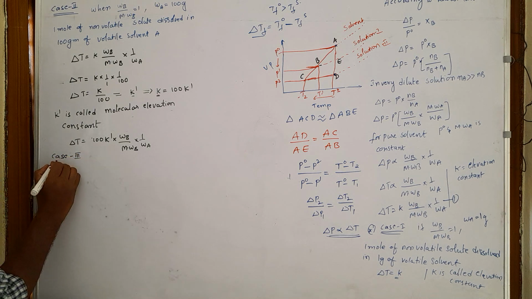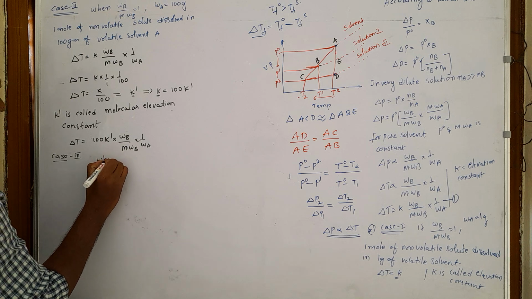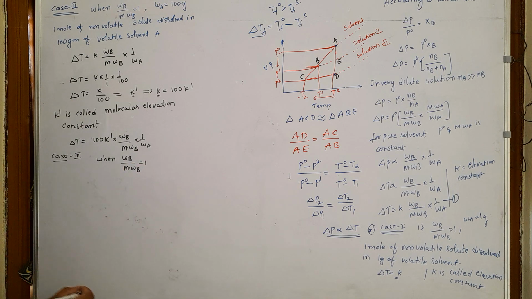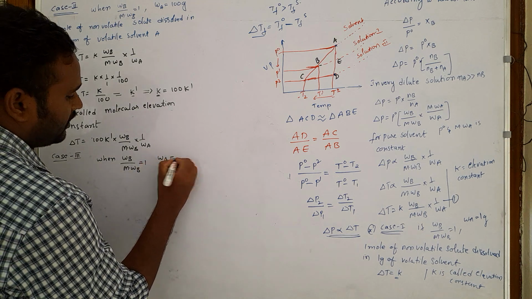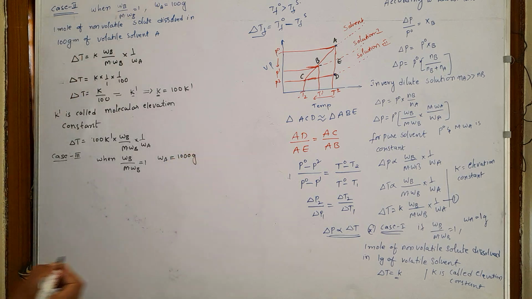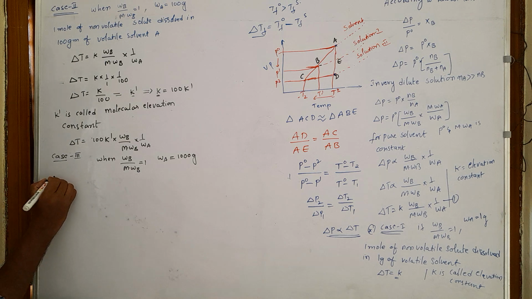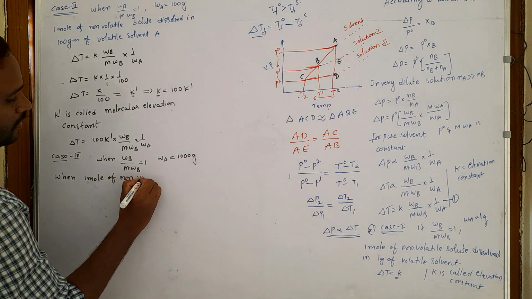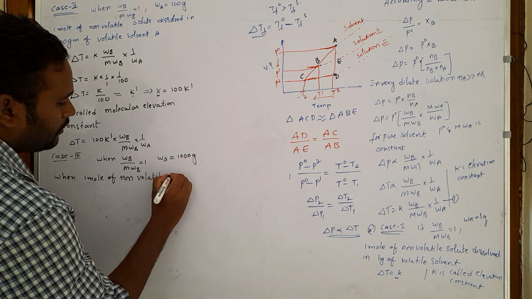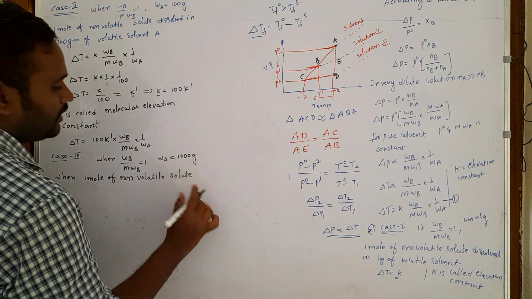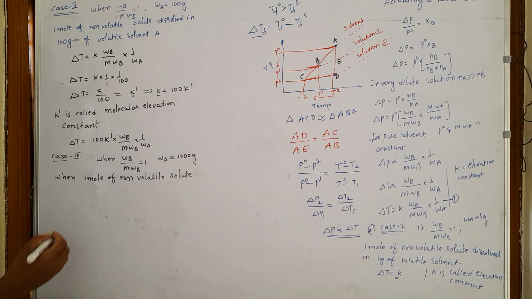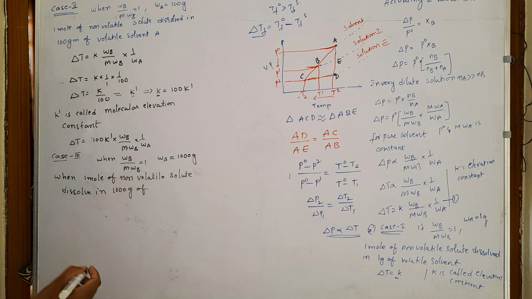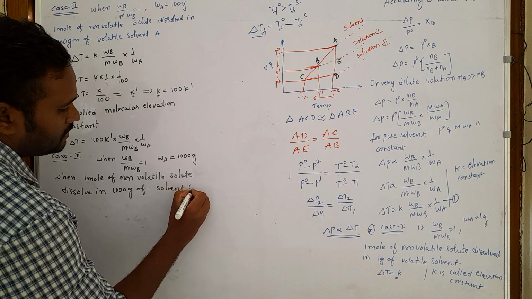Next, case 3. What is case 3? When WB by molecular weight of B is equal to 1, meaning 1 mole of non-volatile solute, and weight of the volatile solvent is equal to 1000 grams. What does case 3 mean? When one mole of non-volatile solute is dissolved in 1000 grams of solvent A.